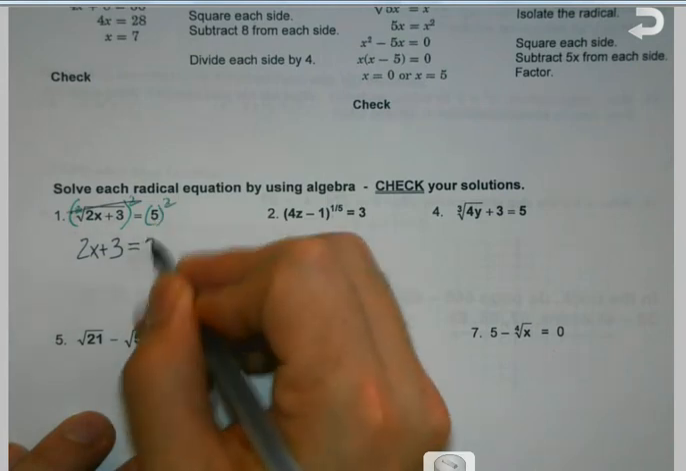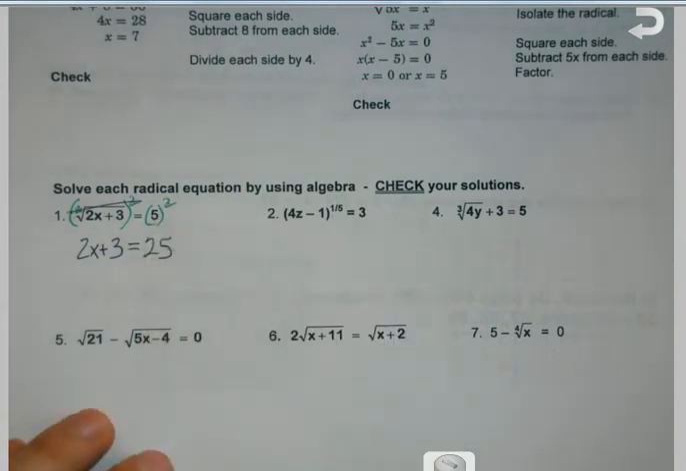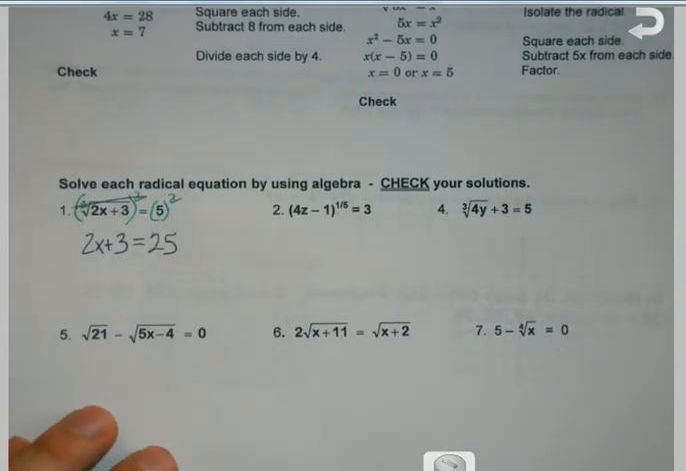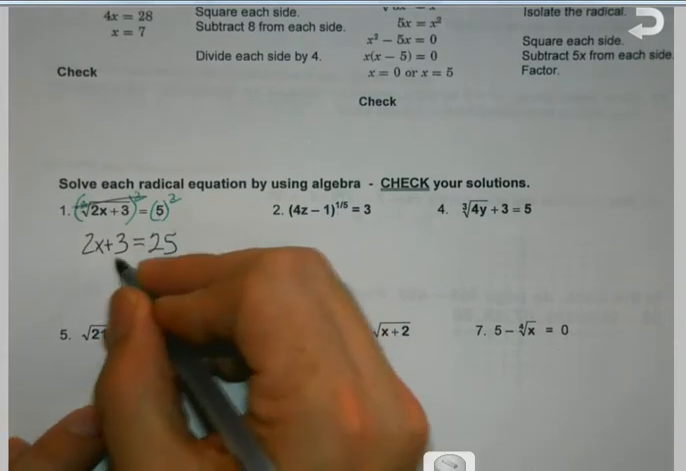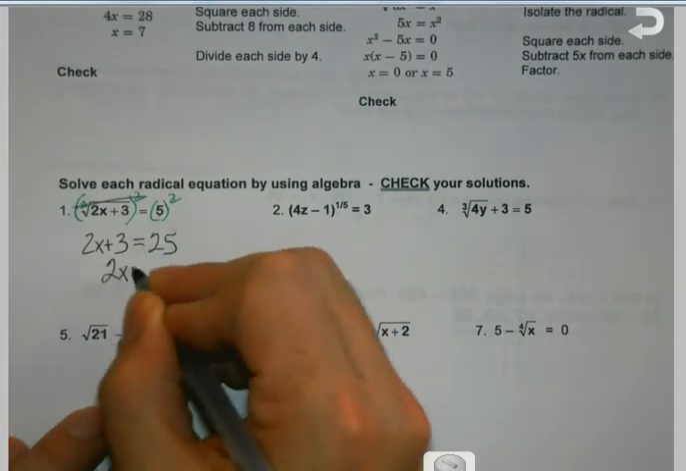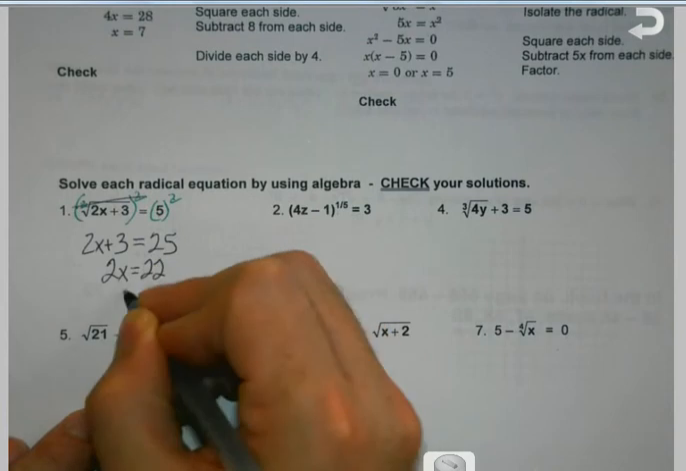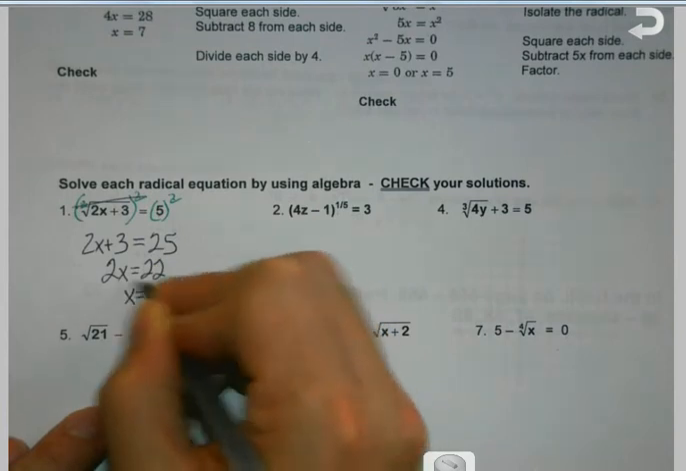5 squared, though, is 25. So the right side of your equation will have some changes. And unlike your power equations, you're not going to have 2 solutions. We're just going to subtract the 3 and then divide by 2.